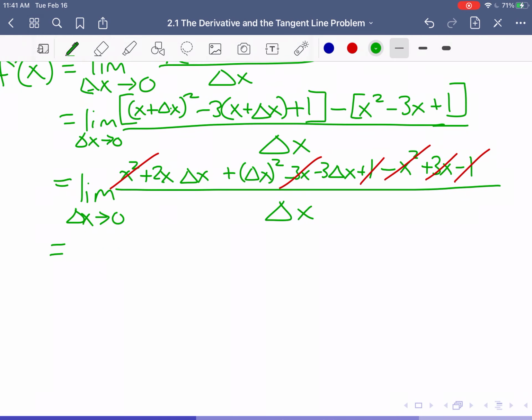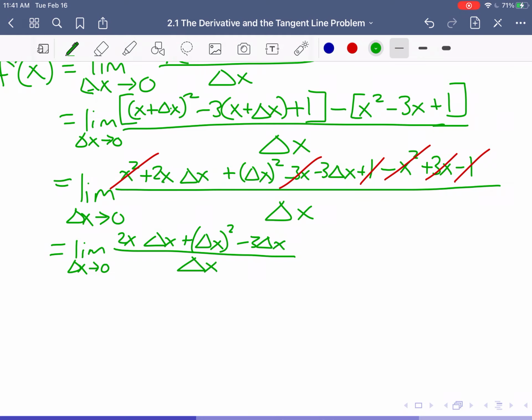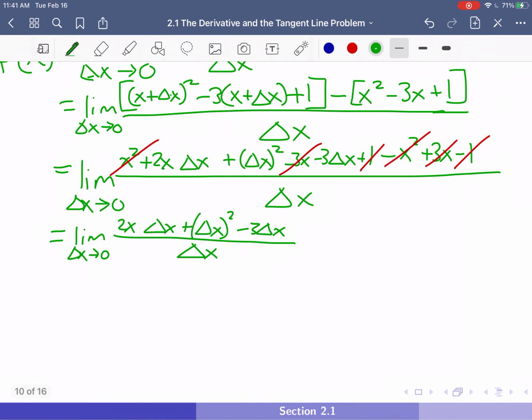And so we have left on top 2x delta x plus delta x squared minus 3 delta x. All of that's over delta x. If we did direct substitution right now, we still have 0 over 0. But we notice that everything on top has a delta x involved in it.